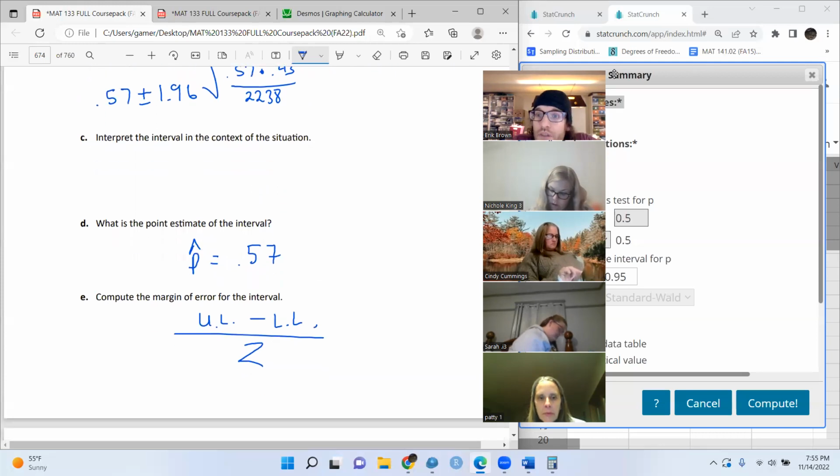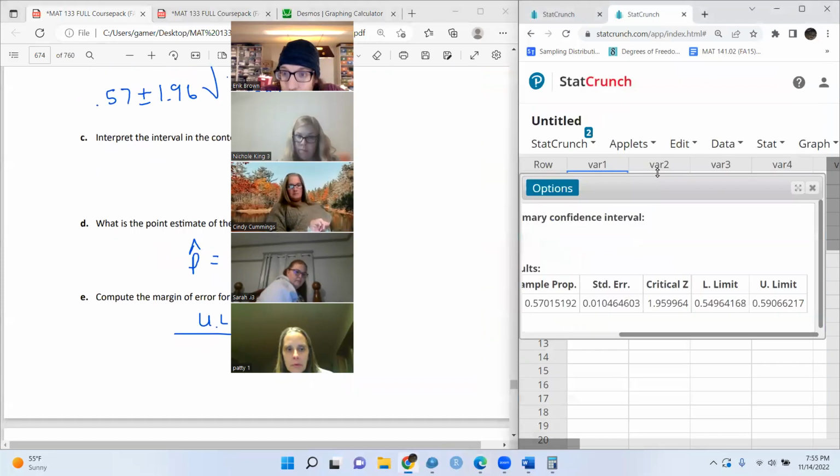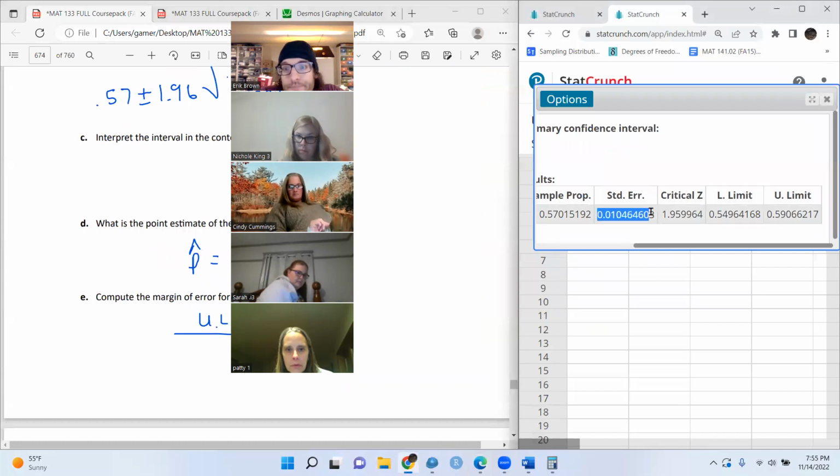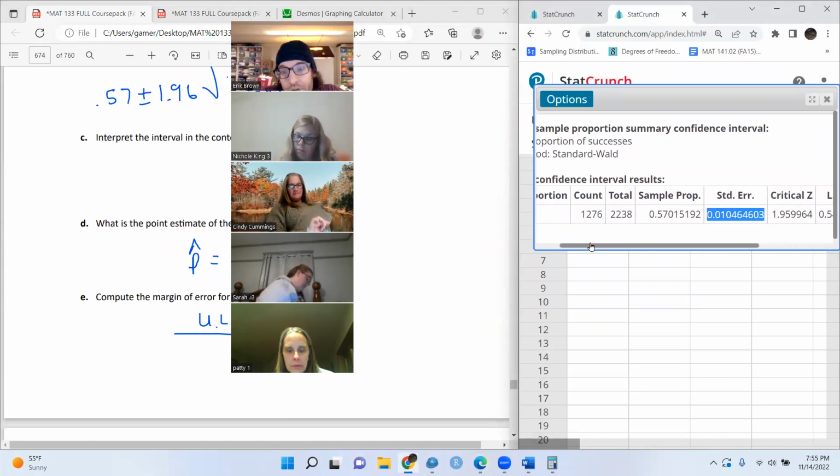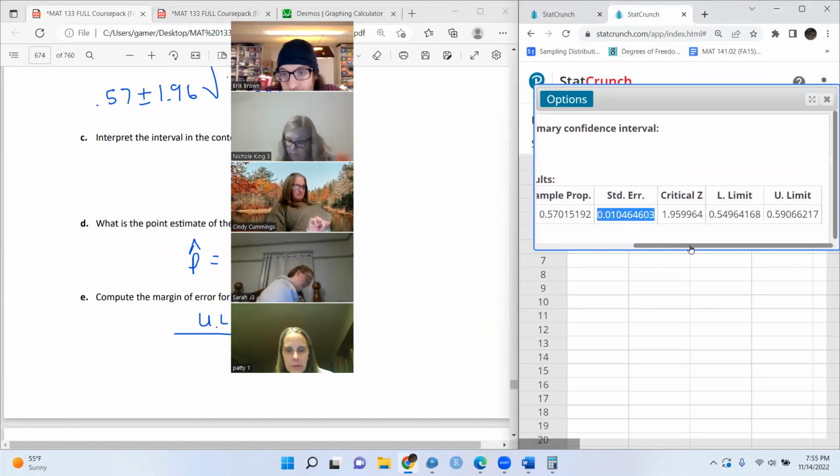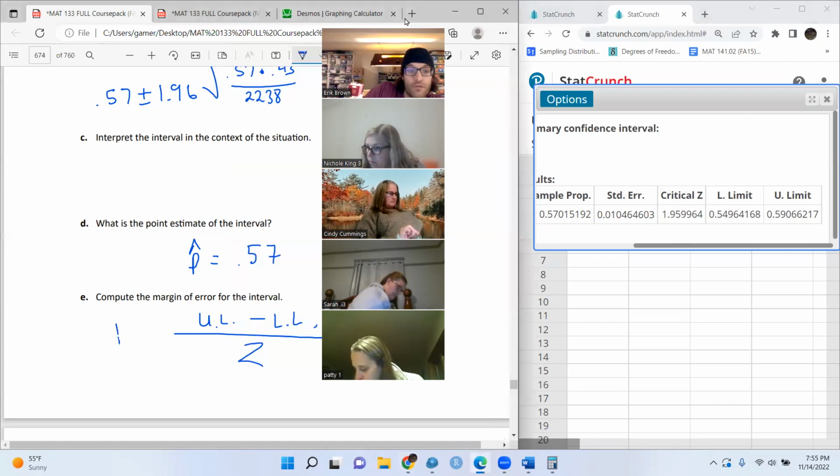Wait, is the margin of error given to us in StatCrunch? No. It's the standard error. That's a whole different thing. However, if you recall, the margin of error is also the standard error times the critical Z value. So you could multiply these together if you're not a fan of subtraction and division. That's true. So it's either formula. It doesn't matter to us how you get it, just as long as you know ways to get it.